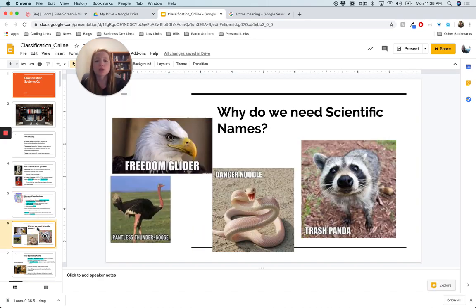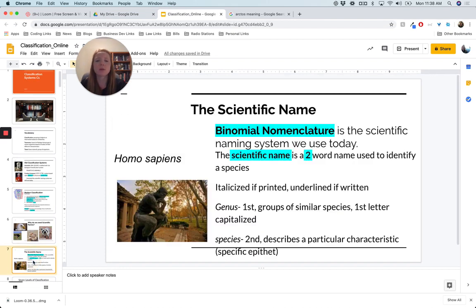Classifications can change. Now, why do we actually need scientific names? Well, if you look at some names here for these organisms, while they're funny, and these are some of my favorite memes, if I was trying to talk to somebody across the world about a danger noodle, they probably wouldn't know what I was talking about. But we have a scientific name that gives us a common language so that we can know exactly what organism we're talking about. So let's take a look at a scientific name.